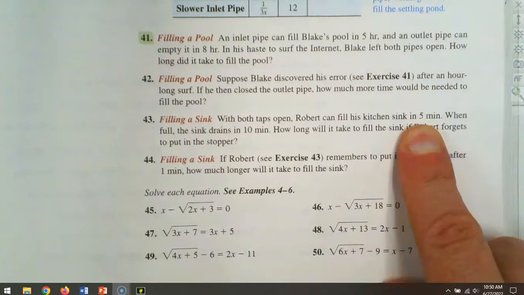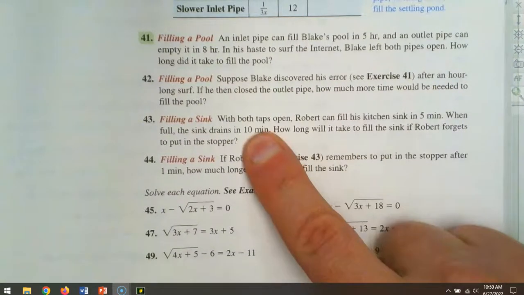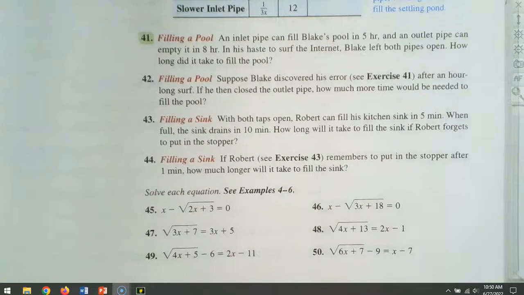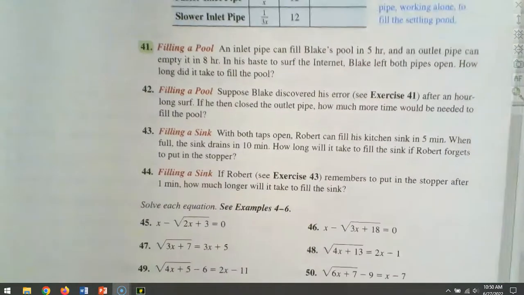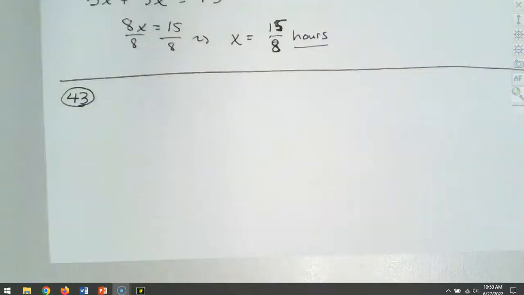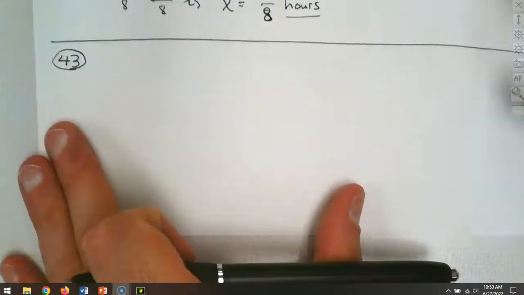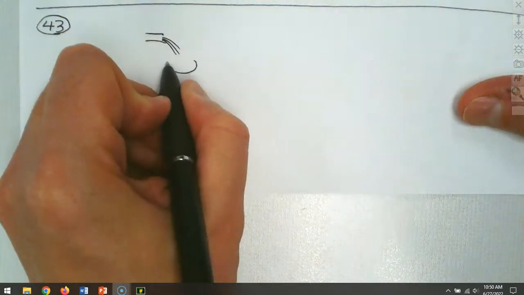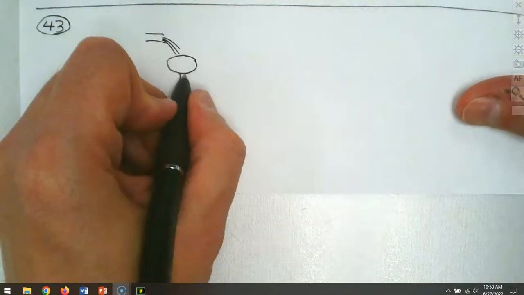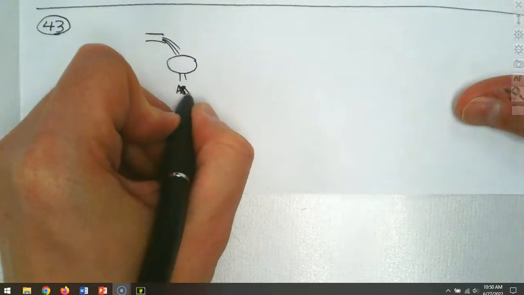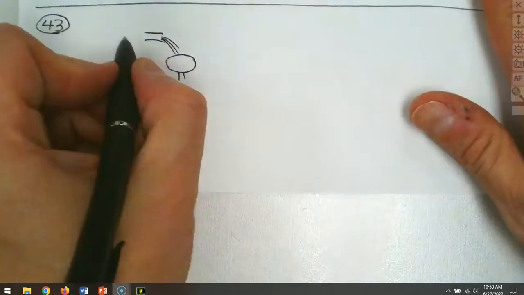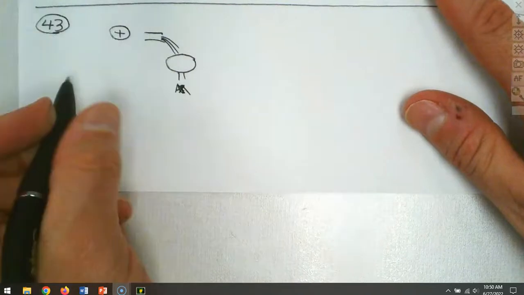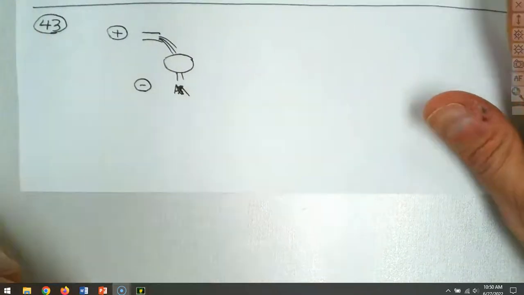Now, if it only takes him 5 minutes to fill and 10 minutes to drain, eventually this is going to overflow. It'll take time, but it will overflow because it's coming in faster than it's going out. So we've got a kitchen sink. We've got water going in and water going down the drain. Now, going in is going to be positive. Coming out is going to be negative.